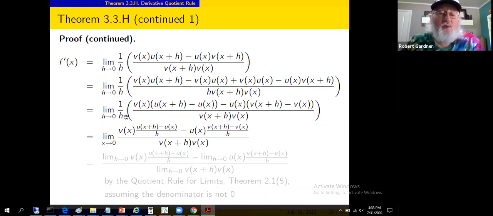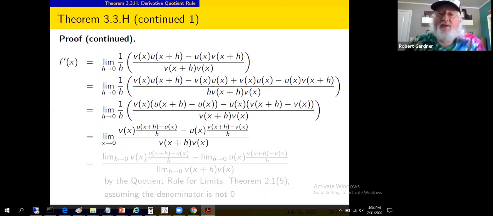All right, let's take this 1 over H and distribute it through the numerator, distributing over this subtraction here. So we'll get a 1 over H in this first piece, a 1 over H in the second piece. V of X will pull out front, U of X will pull out front. We're basically getting the H on this difference and this difference. So we produce explicitly difference quotients.